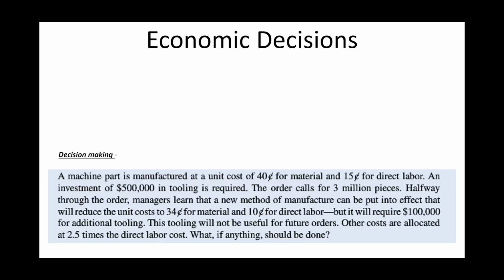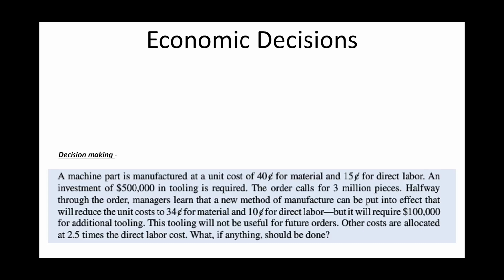So, for example, say you have a machine part that is manufactured at a cost of 40 cents for material and 15 cents for direct labor. You invest $500,000 in tooling that's required. The order calls for 3 million pieces. Halfway through the order, managers learn that a new method of manufacture could be put into effect and it will reduce the unit cost to 34 cents for material and 10 cents for labor. But it will require $100,000 for additional tooling.